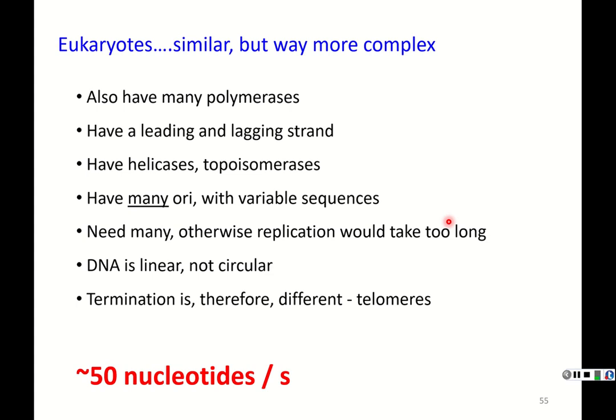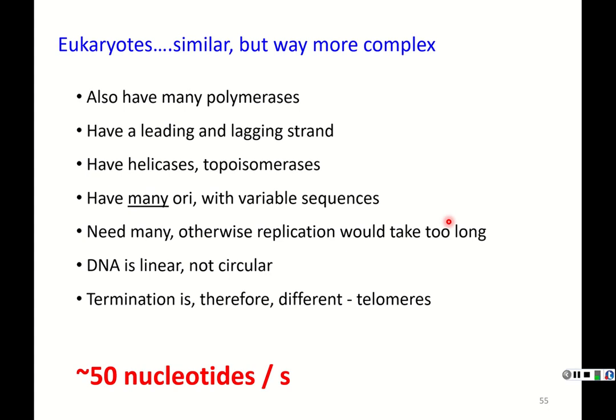So far, we've only looked at prokaryotic replication. Eukaryotes are similar, but obviously more complex. They have many polymerases, not just three. They have a leading and lagging strand, so that's similar. They also have helicases and topoisomerases, which are similar. They have origins of replication, but there are many of them, and they have variable sequences.